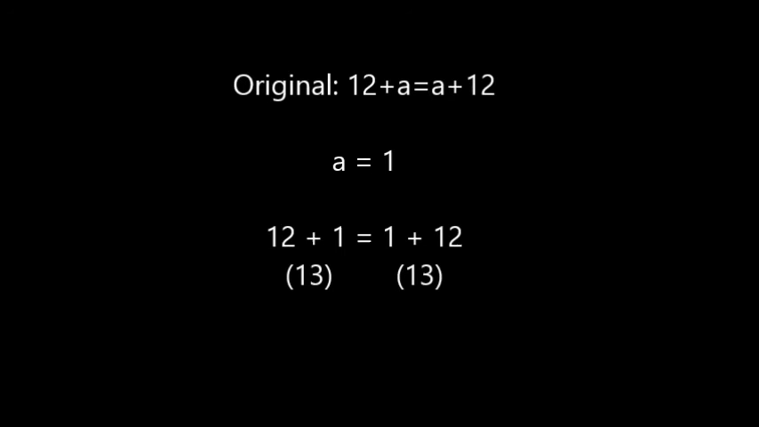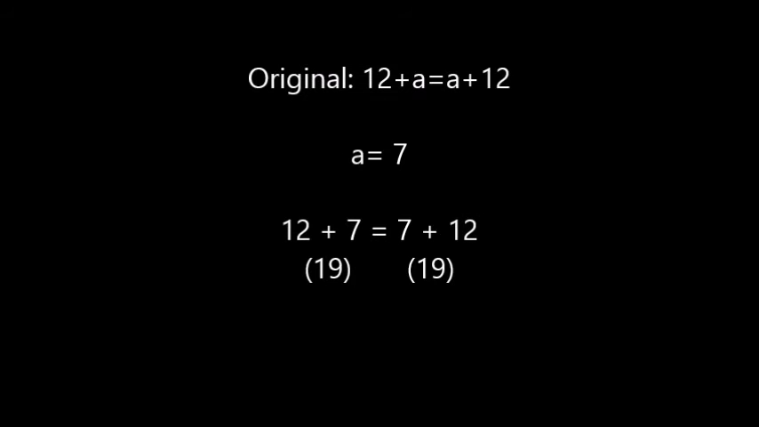12 plus, let's say we plug in 1 for a. 12 plus 1 is 13, and 1 plus 12 is 13. So that works. But let's do another number just to make sure. 12 plus, let's put in a 7 for a. 12 plus 7 is 19, and 7 plus 12 is 19. So 19 equals 19. We could do this a few more times and double check to make sure that all numbers are going to work.